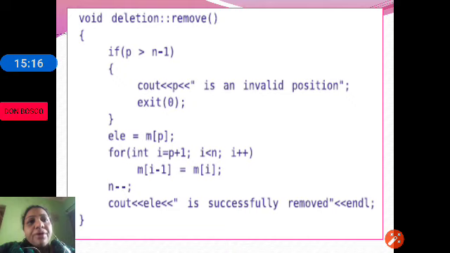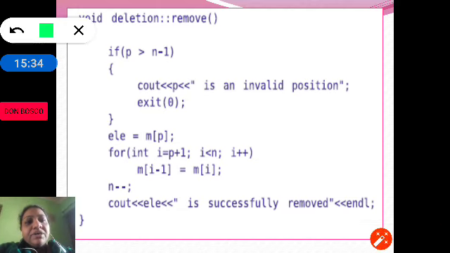So if position is greater than n minus 1, then we are printing invalid position. Now int i is equal to p plus 1, where p is the position at which the element has to be deleted. That means we are taking the next element and moving it to the previous location.